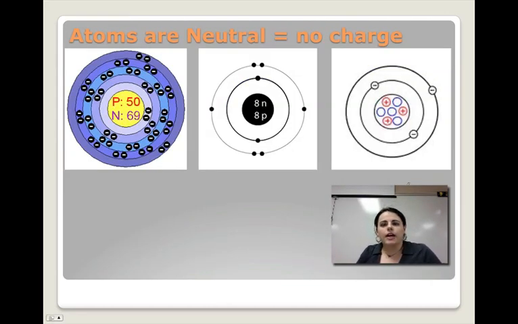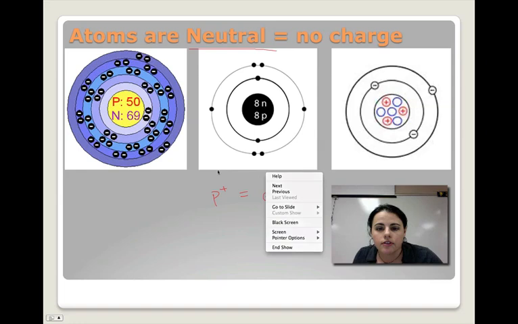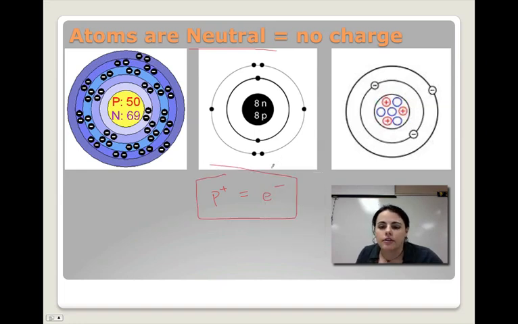Okay. One thing about atoms is that they are always neutral. So atoms are neutral. This means that they have no charge. So this means that the positive protons will always equal the negative electrons. This is important right here. The positive protons will equal the negative electrons. So for example, if I have 12 positive protons, I have to have 12 negative electrons. Just like in math, they cancel out. They are neutral, no charge.